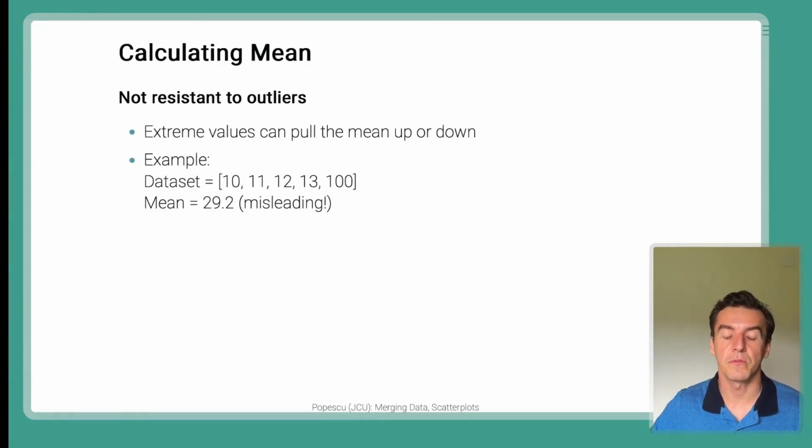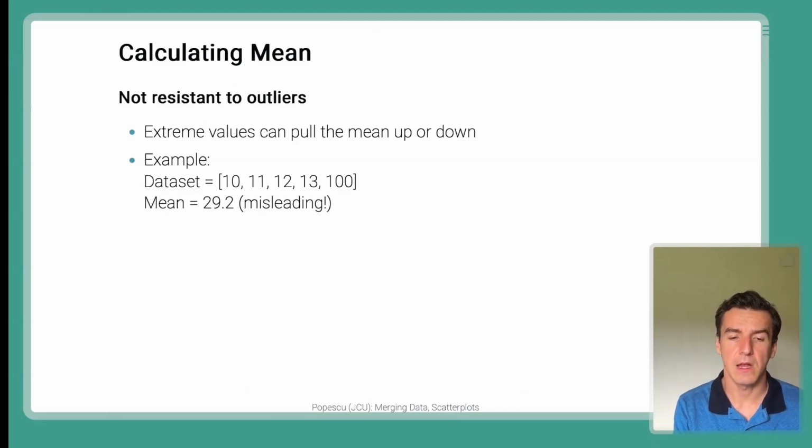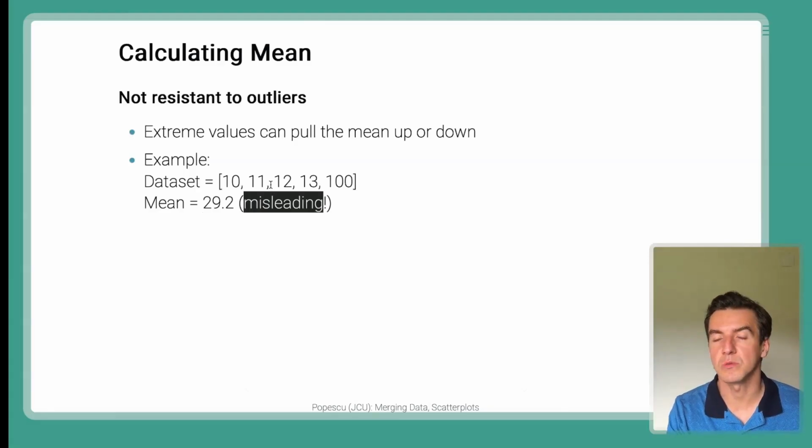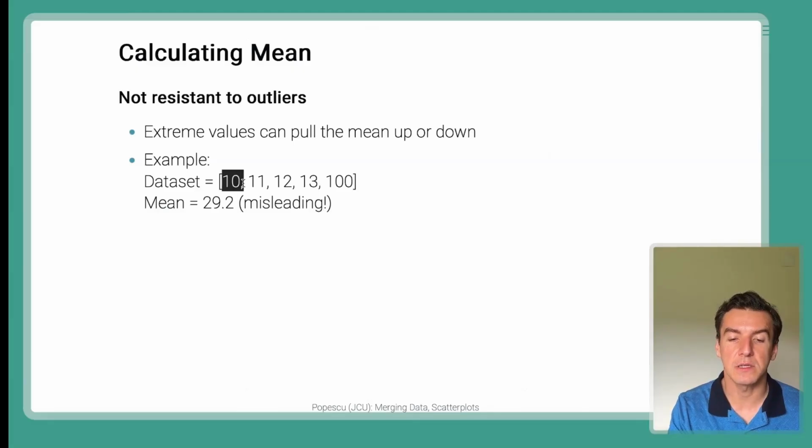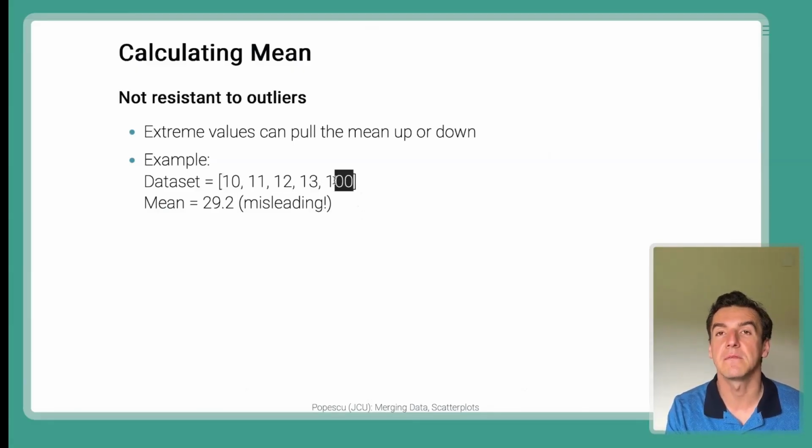So for example, if we have a data set where one variable has the following values, 10, 11, 12, 13, 100, we're going to end up with a mean that's 29.2, which could be misleading depending on what we're interested in doing with our data. But clearly you can see that 29.2 is so much higher than 10, 11, 12, 13. And this is because we have this big value, 100.